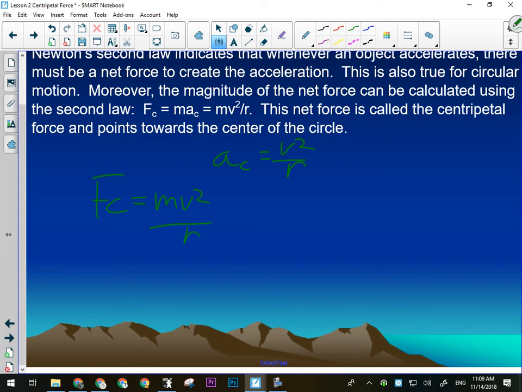Okay, and we already looked at the relationship between radius and centripetal acceleration, so we know it's going to have the same relationship with centripetal force. An increase in radius will result in a linearly smaller centripetal force. Okay, that's an inverse relationship. What about for speed?